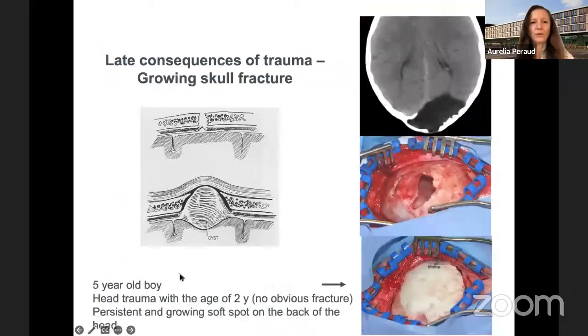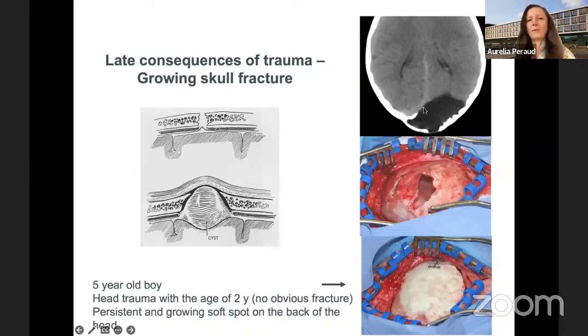And for this, I want to show you an example. A late consequence of a trauma in a small child can be a growing skull fracture. This is mostly due to a greenstick fracture injuring the underlying dura. Due to the laceration of the dura and the pulsation of the brain and the CSF, the dural tear increases, thereby increasing the defect diameter.